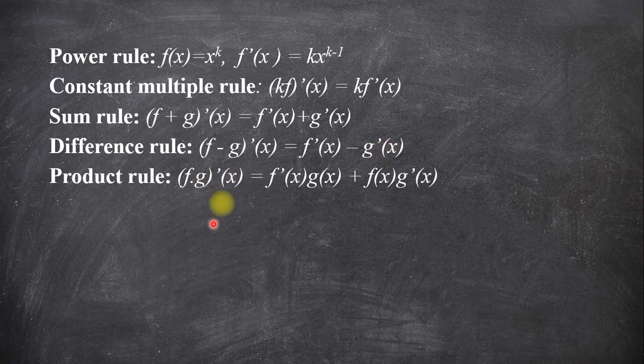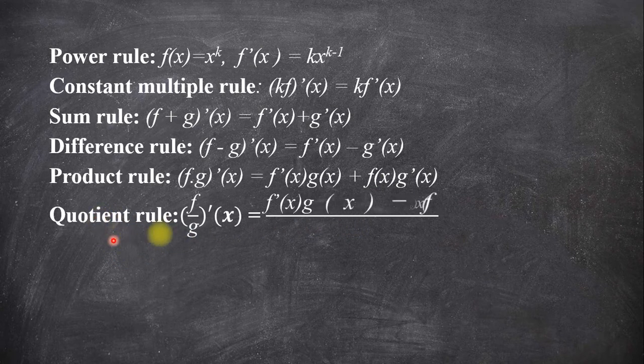Then the product rule. The derivative of f times g at x. So how do we differentiate the product? First we differentiate the first part of the function, f prime at x, times g at x, plus f without any derivative sign times g prime at x. That is, f is differentiated and g is left as is, plus f left as is and g differentiated. In such a way we can differentiate the product. The product rule looks like this, okay.